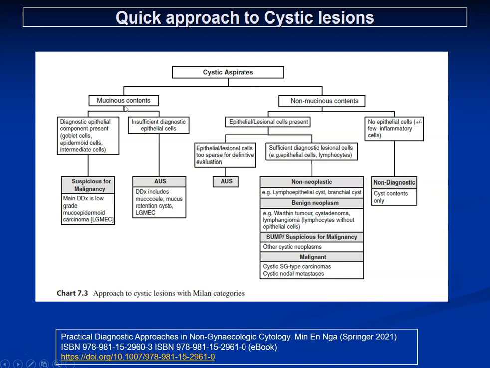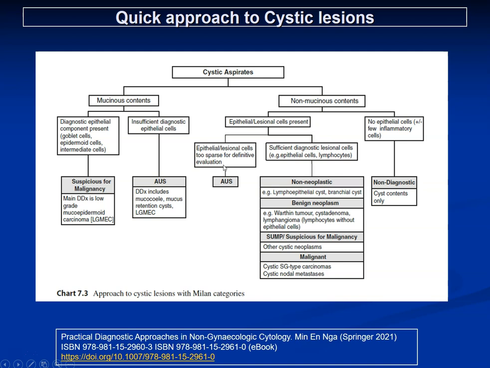So here is a very quick approach to stratifying or classifying cystic lesions. It is important in the first instance to look for mucin. If there are mucinous contents, then of course we would still look for the diagnostic epithelial components. Differential diagnosis would include mucoepidermoid carcinoma, especially if we see these cellular elements. If there are insufficient diagnostic epithelial cells, this will still go into the AUS category because of the possibility of low-grade mucoepidermoid carcinoma.